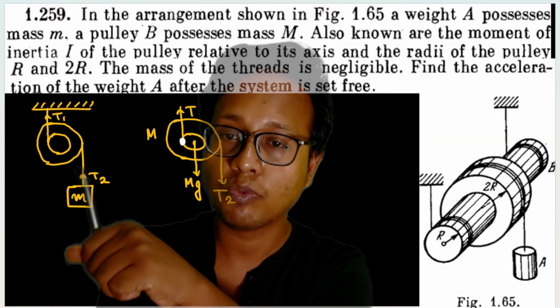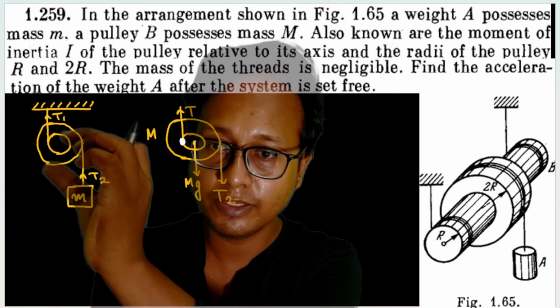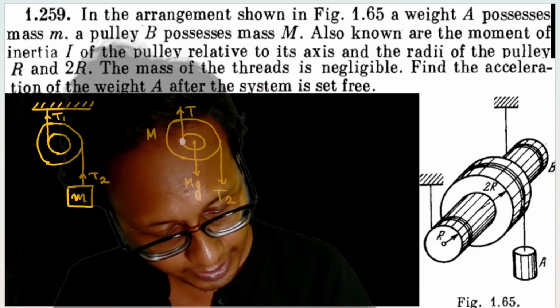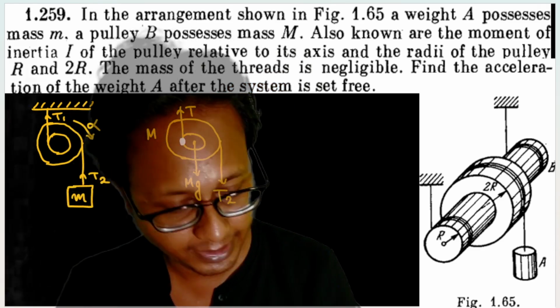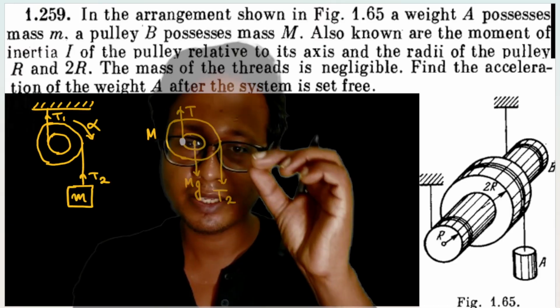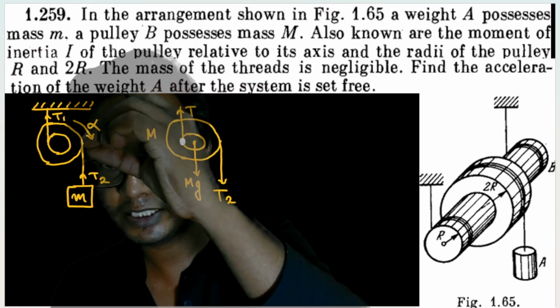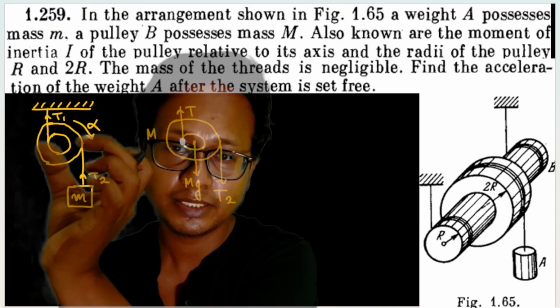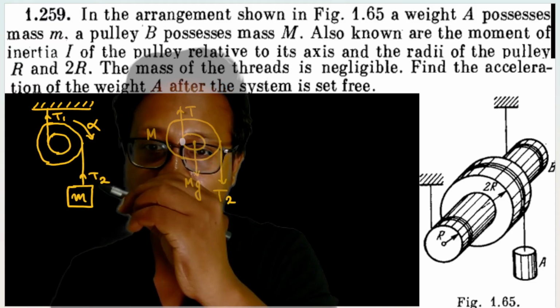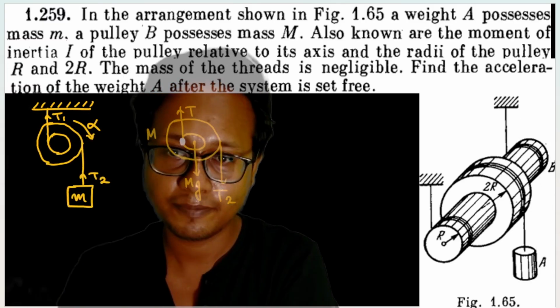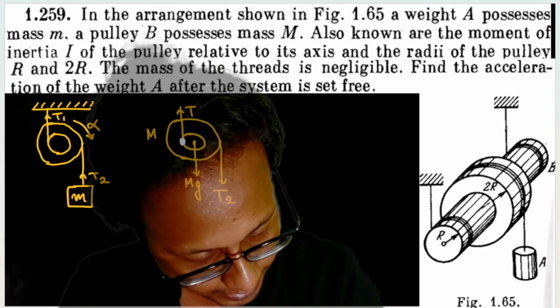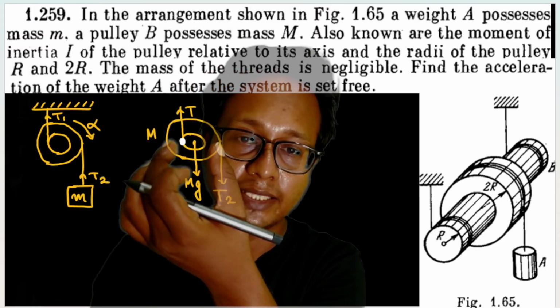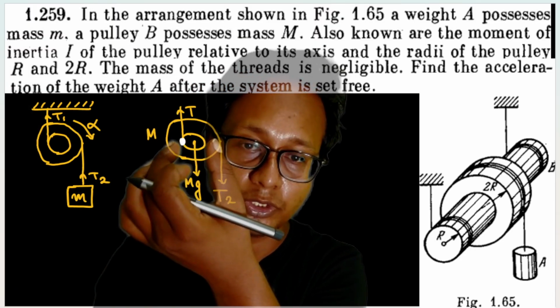Because if this thing rotates by alpha, suppose I'm saying the acceleration of this block is alpha in this direction. So if this rotates by alpha, that means this point at the edge of the disk comes down by alpha into this much r, and the acceleration is nothing but alpha into this much r. If this is r, then this much is 2r plus r, which equals 3r.